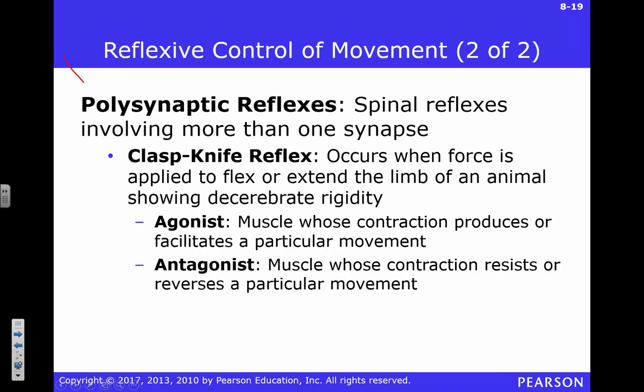There are also polysynaptic reflexes, right? This includes more than one synapse. The cool thing about polysynaptic reflexes is that you can adjust these, right? So you can override them. We talked about this when we talked about the iron.